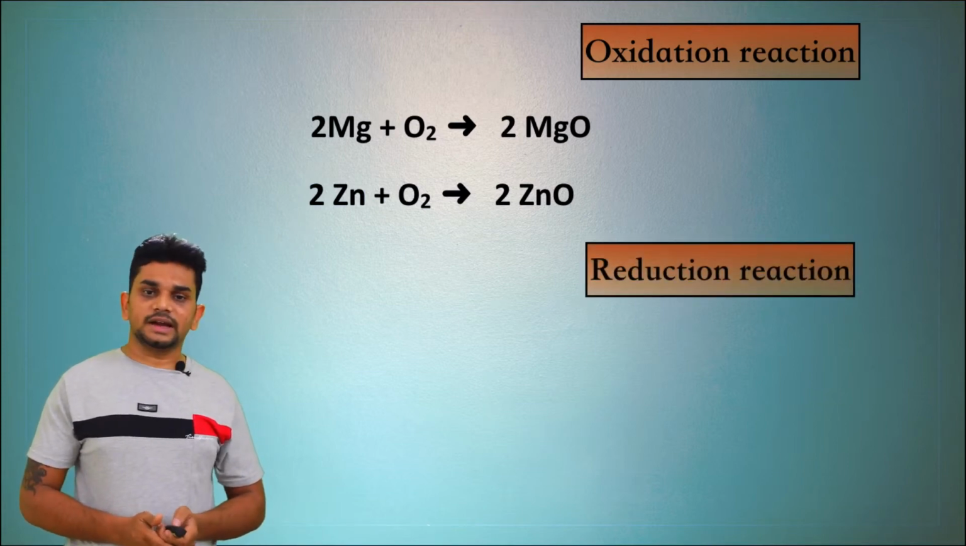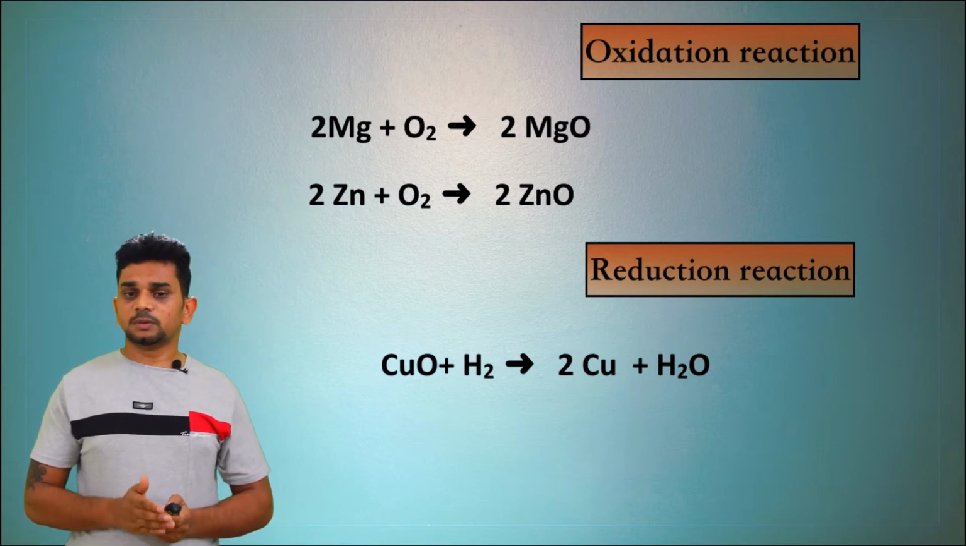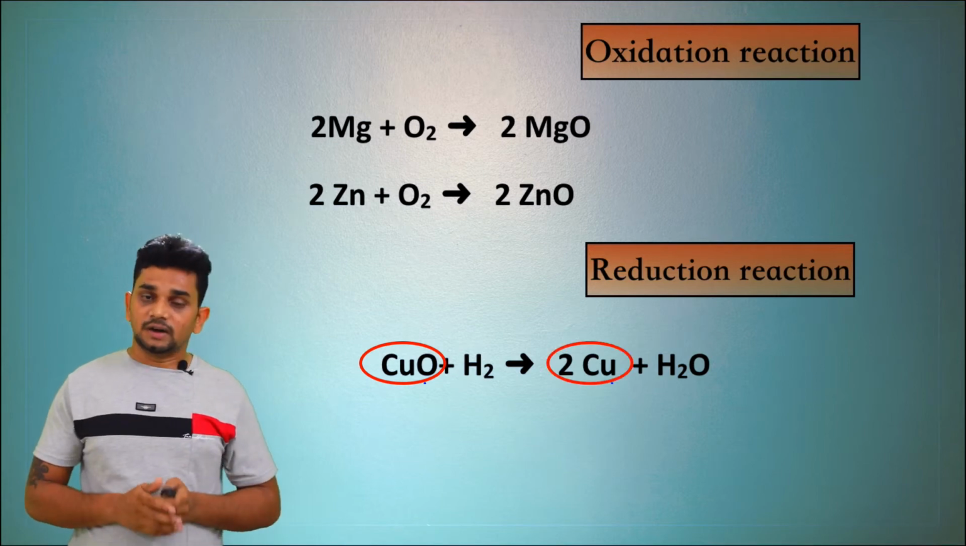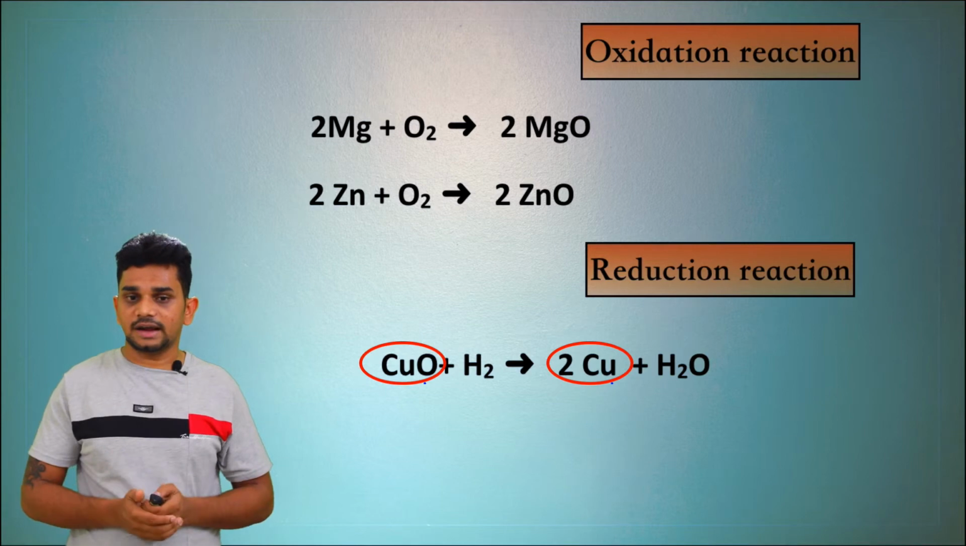Next one is reduction reaction. It is a removal of oxygen. CuO plus H2 gives Cu plus H2O. Before the reaction it was CuO. After the reaction it is Cu. Oxygen has been removed from CuO. It is a reduction reaction.